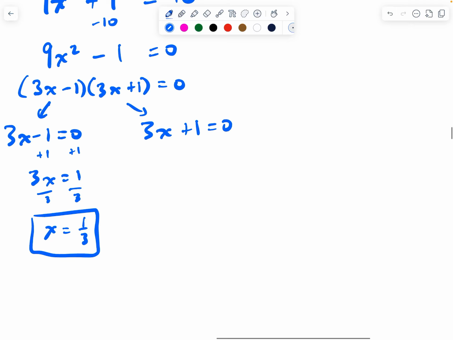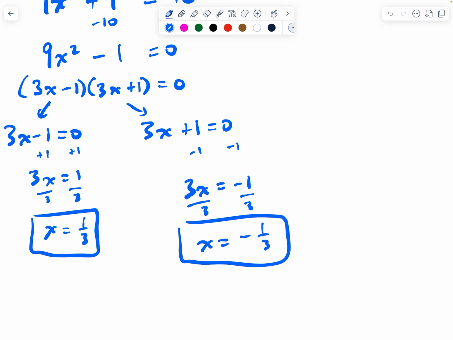Over here, we minus 1 from both sides. So we get 3x equals negative 1. Divide both sides by 3. We get x equals negative 1 over 3.